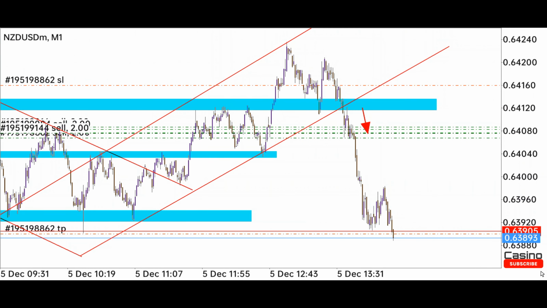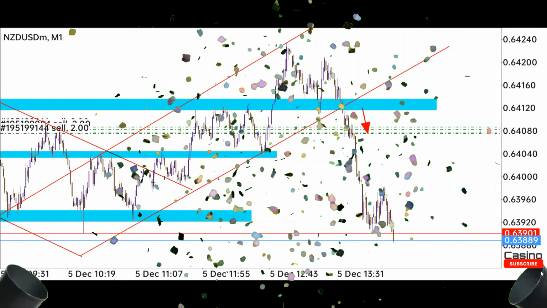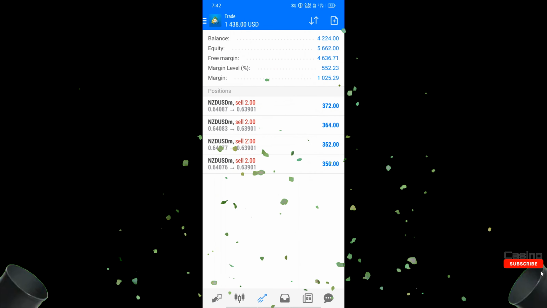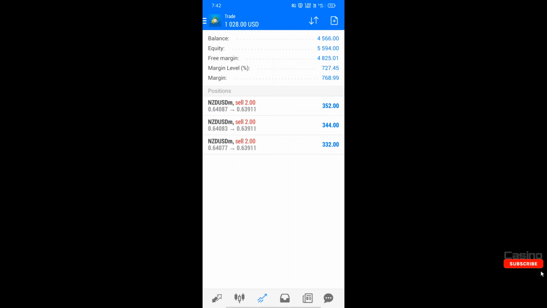Our target is about to be hit. We will not close the trade before the target is hit. Congratulations guys, our goal is achieved. We had to be very patient with this goal. Let's close the trade now. Our profit is running around $1,450. We've waited a long time for this profit.